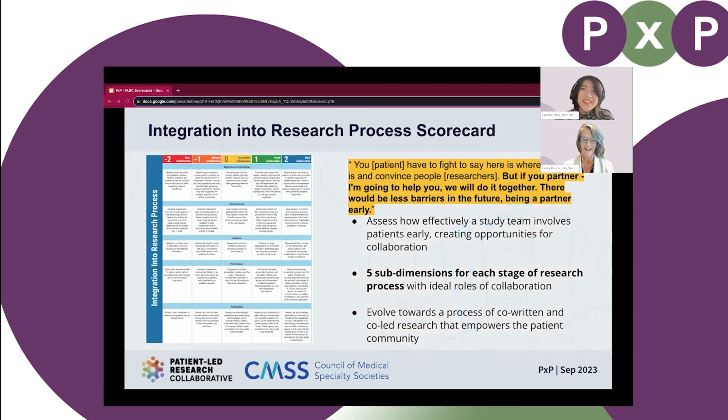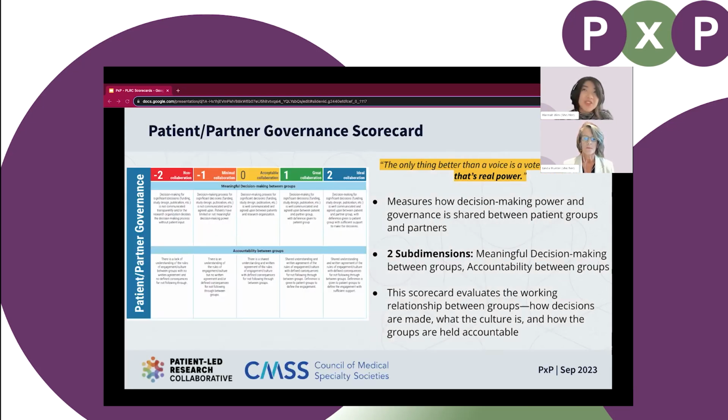Speeding this through. We have several other scorecards. This one is about integration into the research process. It breaks down into 5 subdimensions corresponding to the stage of the research. So we have hypothesis generation, study design, analysis, publication, attribution. At each stage, patients can do quite a lot and bring a lot to the table. So I invite you to read through this scorecard to see where we set our baseline and where the ideal collaboration dynamic is. Patient governance scorecard.